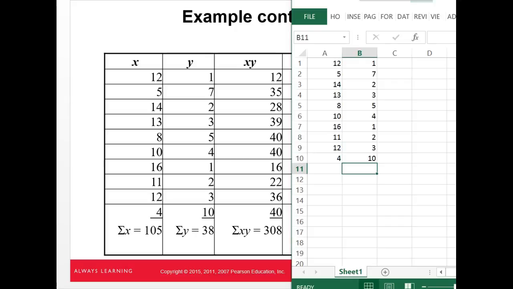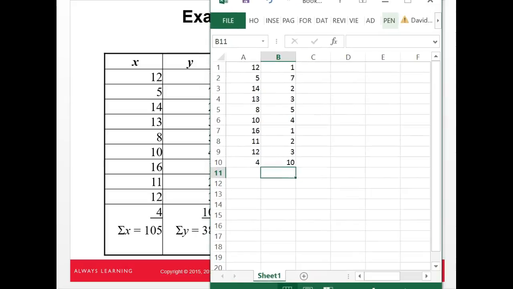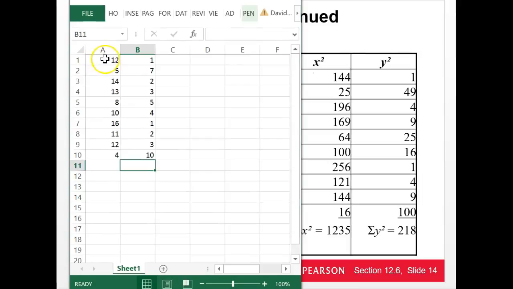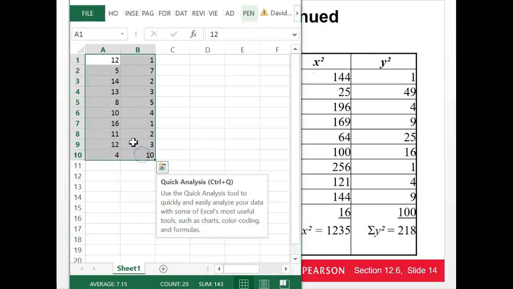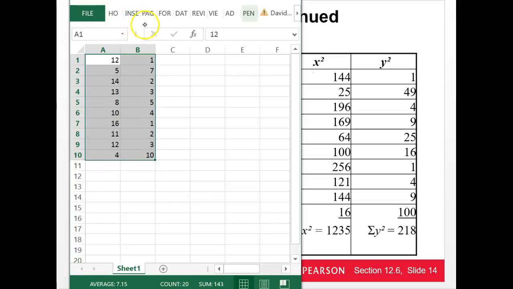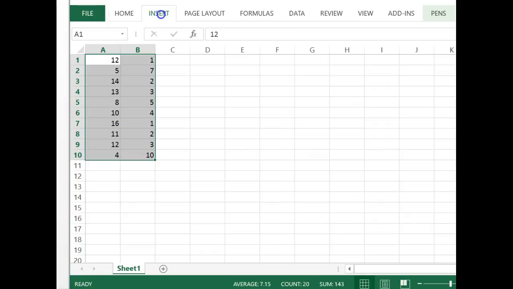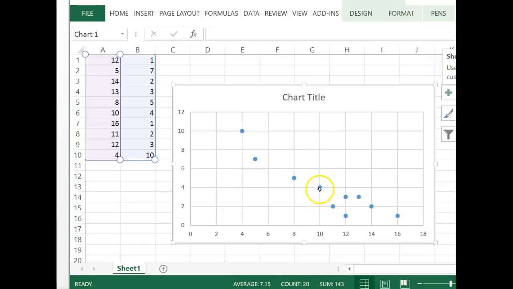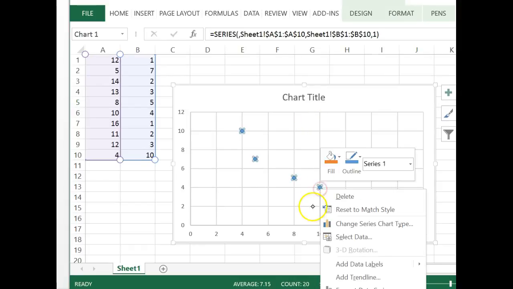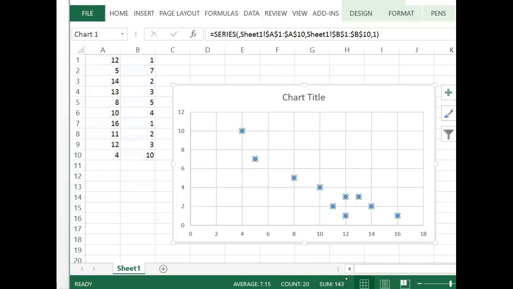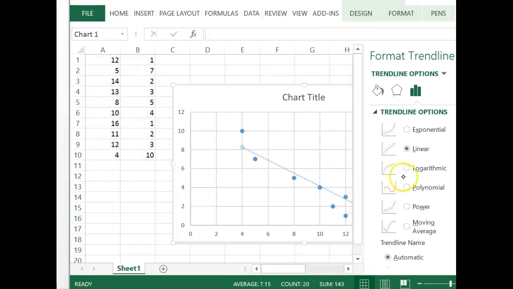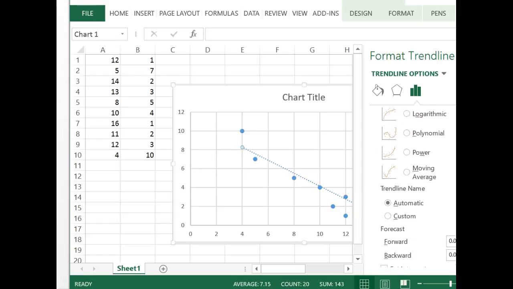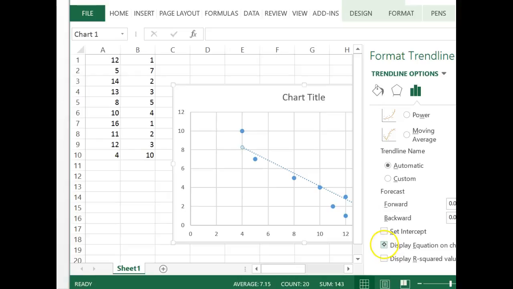Alright, so I got my data in. I'm going to highlight all this data from here down to here. Okay, and let me just blow it up so I can actually see. So once I've highlighted, I'm going to insert a scatter plot. Alright, there's my data. I'm going to right click on any of these points here, and click add trend line. And then over here to the side, I'm going to tell it linear because I want a trend line, and then display equation and display r squared on the chart.